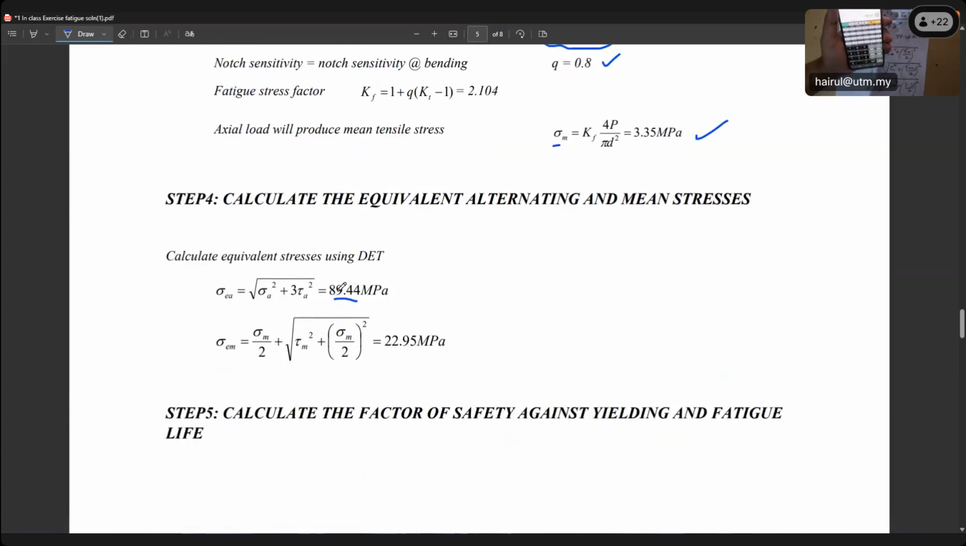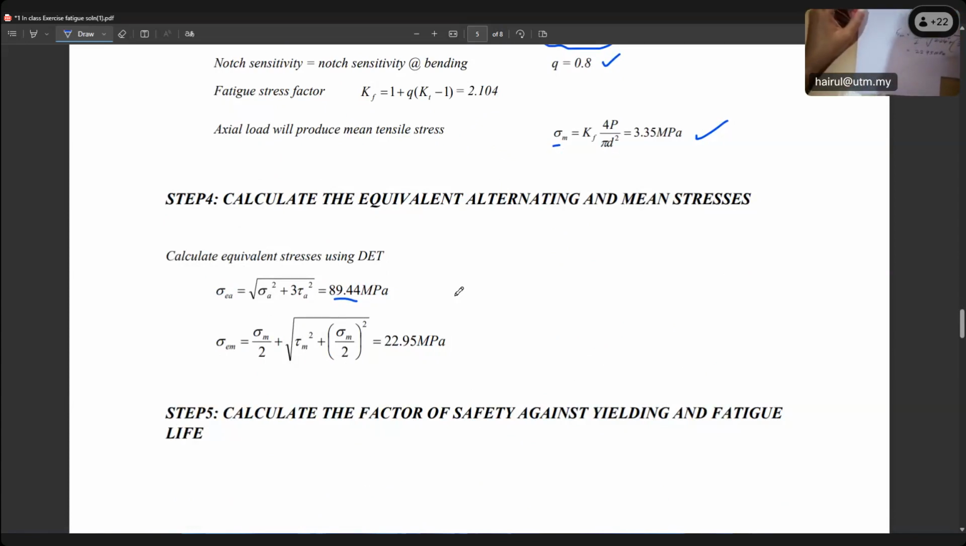Hold on, okay. No problem, we discuss. Okay, look, guys, if you look at my case, you calculate for me. Here sigma EA is 78.26. Try, class. Are you with me? Okay, sigma EM is 22.95 megapascal. Okay. Class, a little more. Are you with me or not, class?